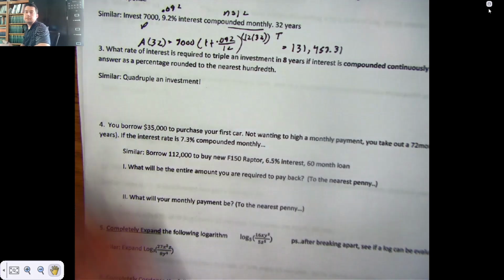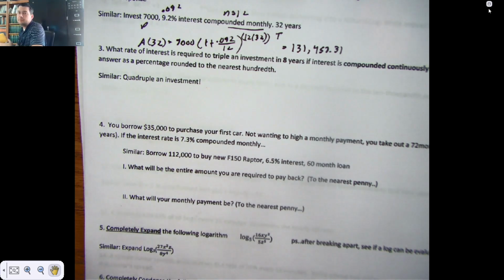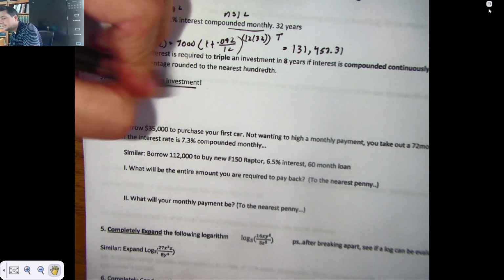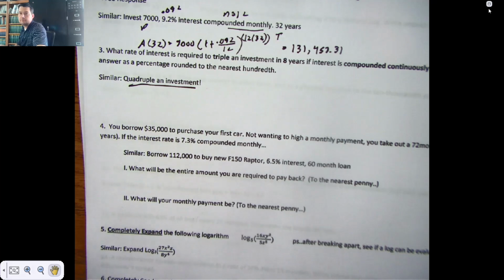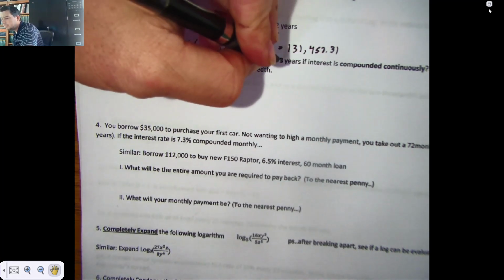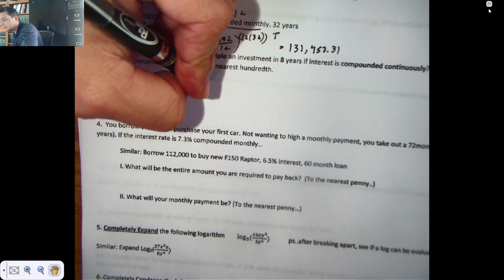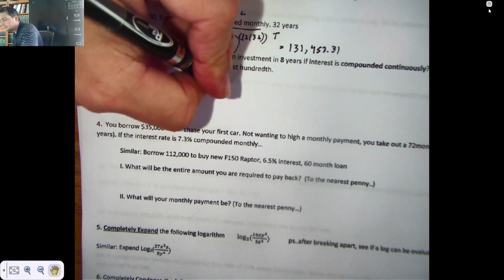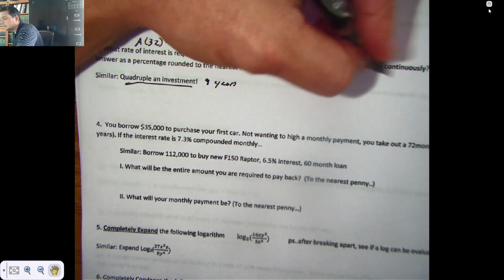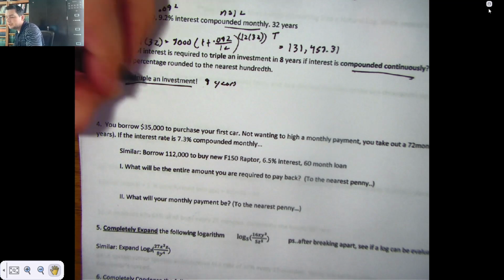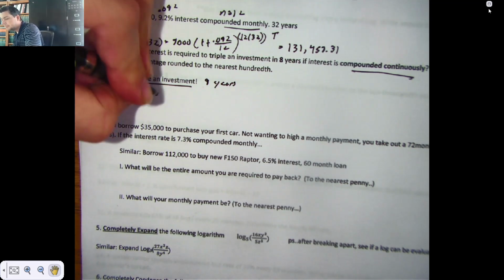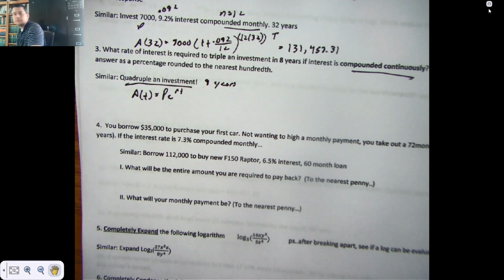Number 3, what rate of interest is required to triple an investment? My similar is quadrupling. I'm going to leave the time frame alone. Actually, let's change the time. 9 years. All right. Compounding continuously was mentioned, so the formula is Pert. I'm going to use Pert to do it.